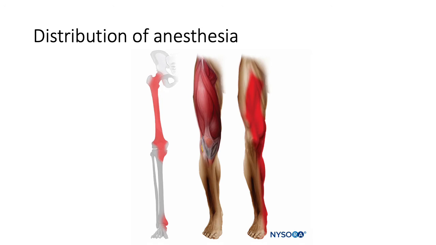This diagram illustrates the distribution of anesthesia that a femoral nerve block would provide. Keep in mind that the femoral nerve block will cause quadriceps weakness. The thigh will be weak, and so anyone who receives this block will need crutches, a knee immobilizer, or help at home. They should not try to get out of bed and walk on their own because they are at high fall risk.